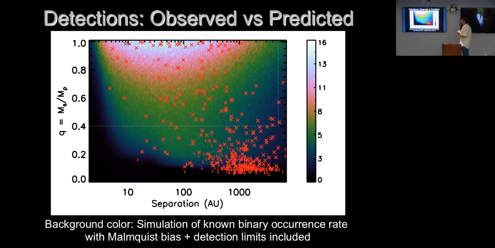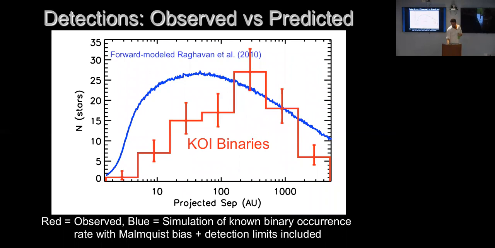So if you look at this, you can kind of convince yourself that it looks like there might be a deficit of these close-in binaries among the confirmed planet hosts. You can then collapse this down to a histogram in order to make something that's a little easier to interpret.